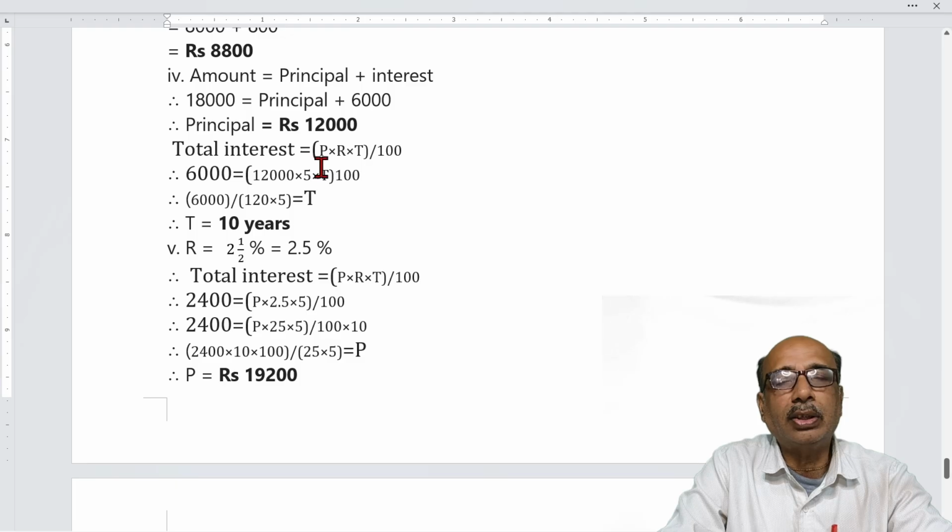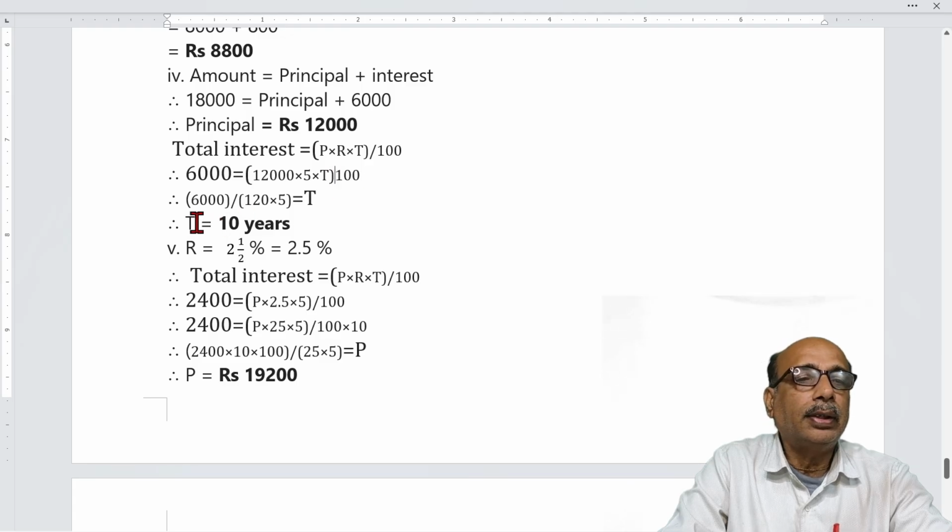Total interest equals PRT upon 100. So interest is 6,000 equals 12,000, the principal you have calculated, into rate 5 into time we have to calculate, upon 100. This must be upon 100. Therefore, when you simplify this, 6,000 upon 120 into 5. This 100 and these two zeros are cut. Therefore, time period T equals 10 years.